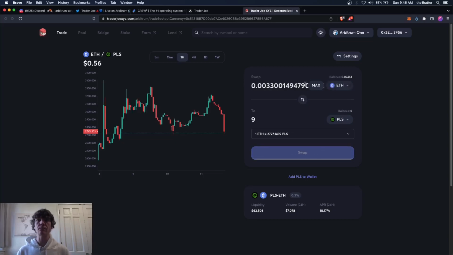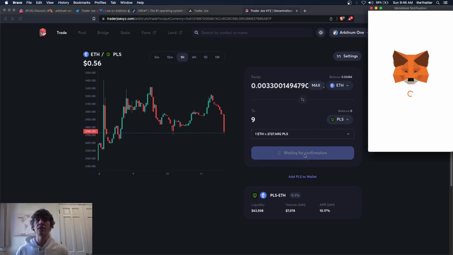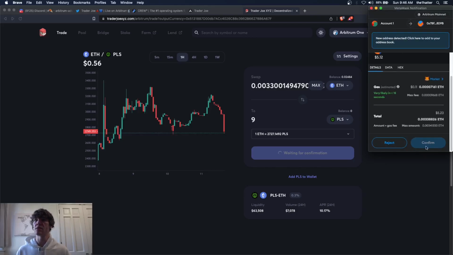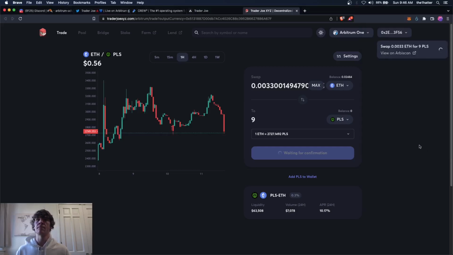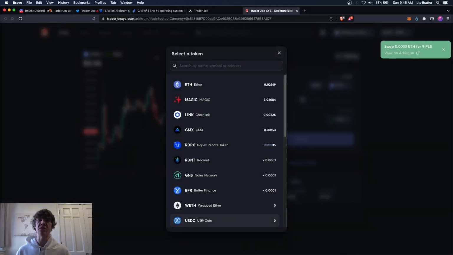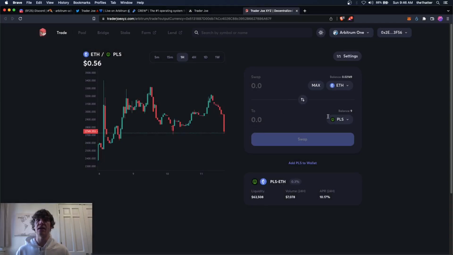So that's about $5 of PLS. It's easier to find out by using USDC and then typing in the amount of tokens that you need, or $5, and then seeing how many tokens that's worth. And then you just swap it over.